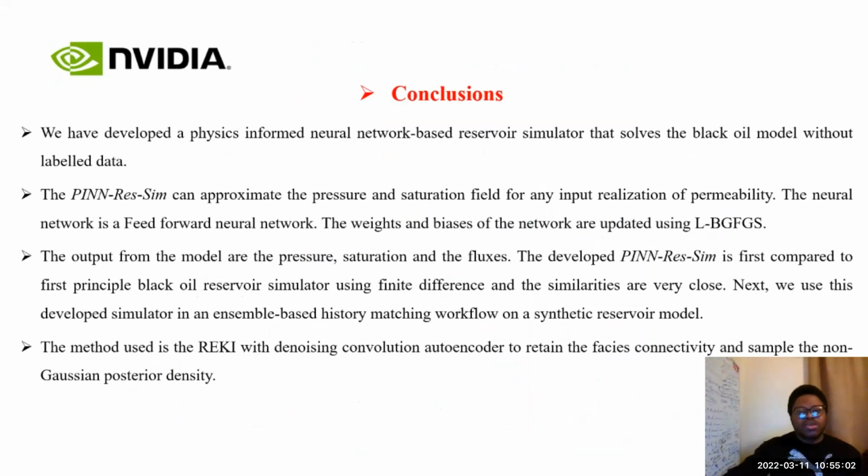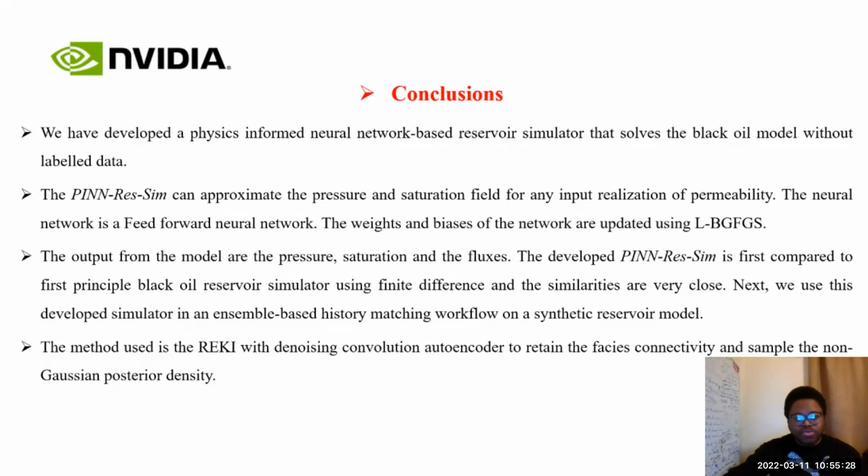So in conclusion, we developed a physics-informed neural network that solves the Buckley-Leverett model. It approximates the pressure and saturation field for any input of permeability and porosity. The neural network was a fully connected neural network. The weights and biases were updated with L-BFGS. The outputs were the pressure, saturation, and fluxes. Compared to the first-principles solver, it was very, very similar and close.